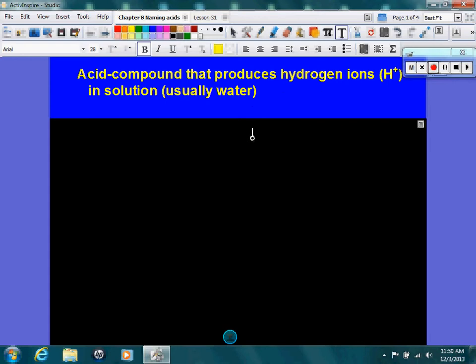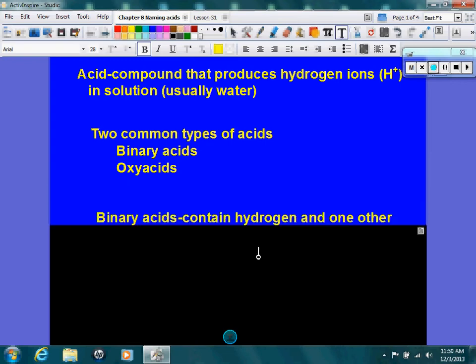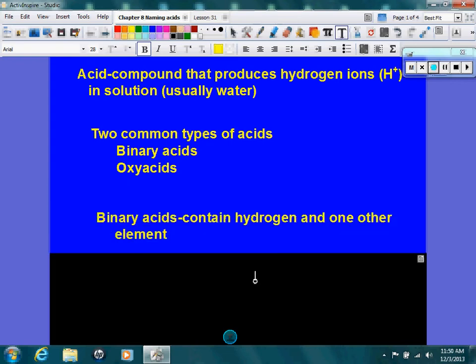An acid is a compound that produces hydrogen ions, H+, in solution, and that means when you dissolve them, it's usually in water. We have two types of acids: binary acids and oxyacids, the most common types. Now there are a few others, but these are the most common. Binary acids contain hydrogen and one other element.